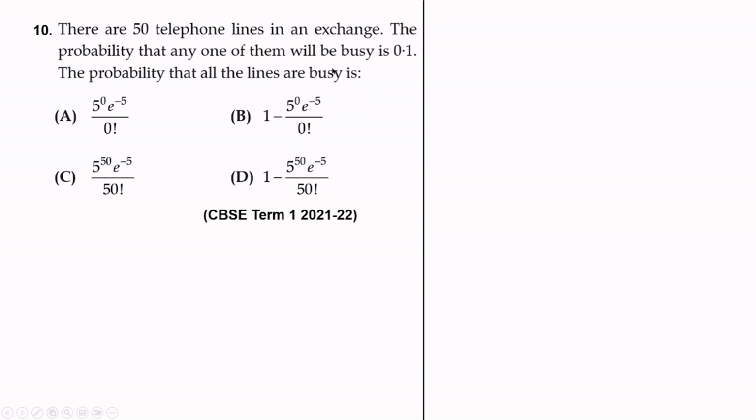So here it is a Poisson distribution. So for finding the parameter, first we have to find lambda. So lambda, it is given by n into p. Here n is 50 and p is 0.1. Therefore mean lambda, it is given by 50 into 0.1 which is 5. So here we got lambda as 5.